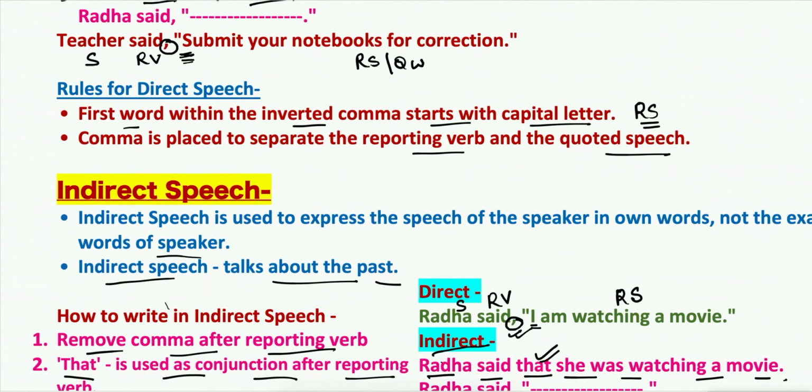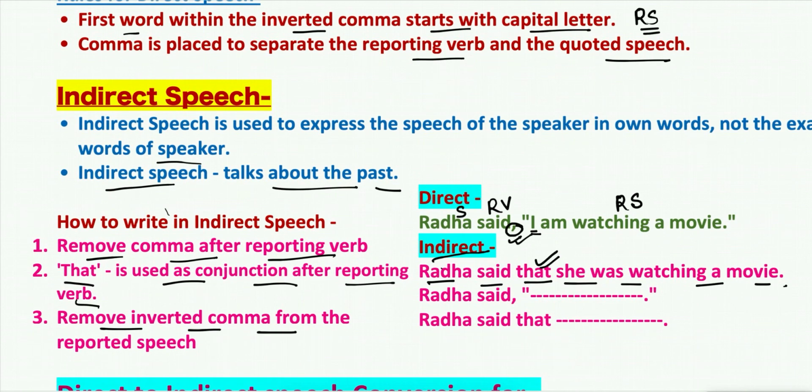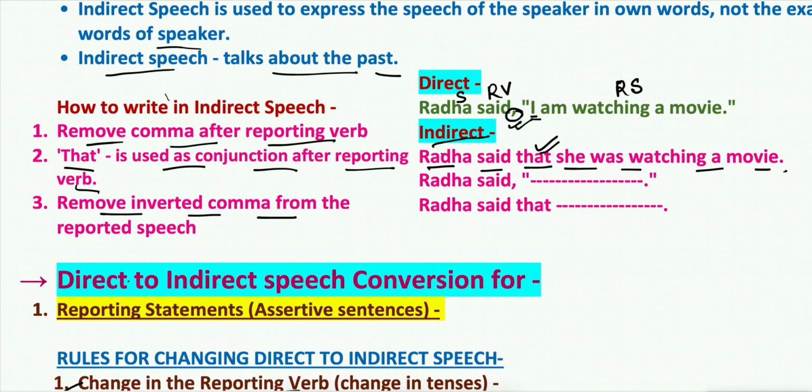How do we write indirect speech? First, the word inside the inverted commas must start with a capital letter, and a comma should be placed to separate the reporting verb and the quoted speech. Second, indirect speech is the words of the speaker expressed in your own way by a second person, and it talks about the past. To write the indirect speech form, we have to remove the comma after the reporting verb. The word that is used as a conjunction after the reporting verb, the inverted commas of the reported speech should be removed, and the first letter which was written in capital should be written in small letter.